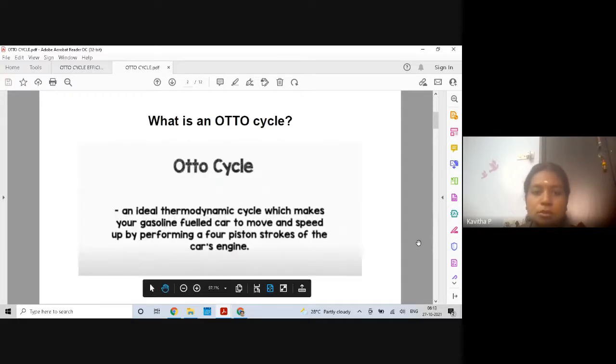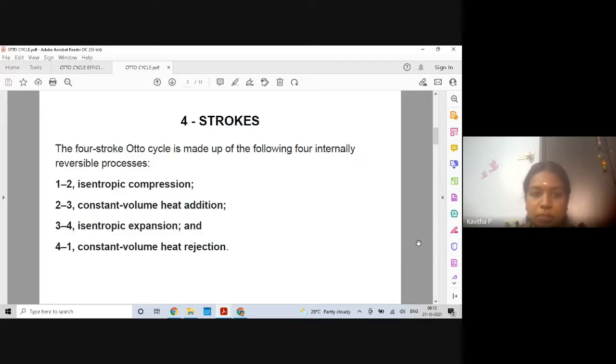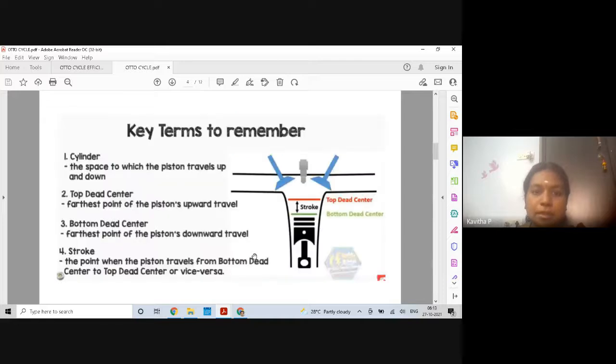So, what is an Otto cycle? It is a thermodynamic cycle of a gasoline fueled engine. Gasoline fueled engines are mostly the petrol engines, the four stroke engines. And what are the four strokes? It is the isentropic compression, constant volume heat addition, isentropic expansion, and constant volume heat rejection. These strokes are very similar to the Rankine cycle. The Rankine cycle process is in the case of a steam power plant.